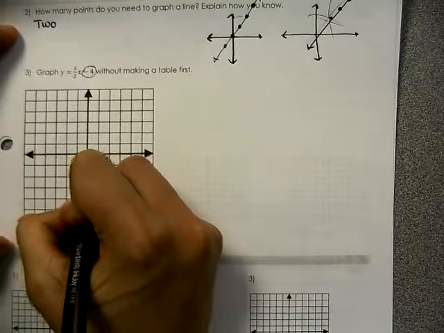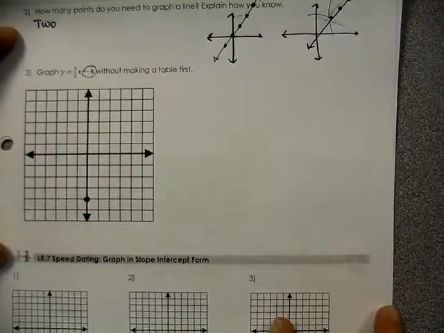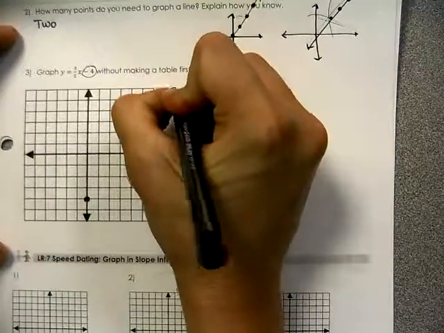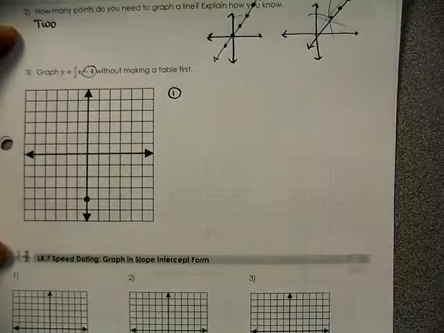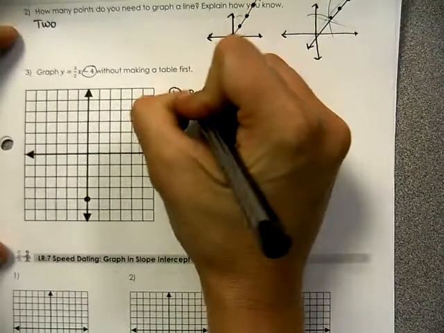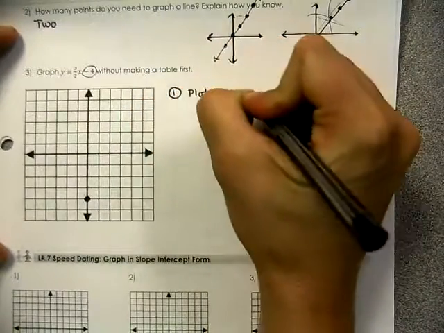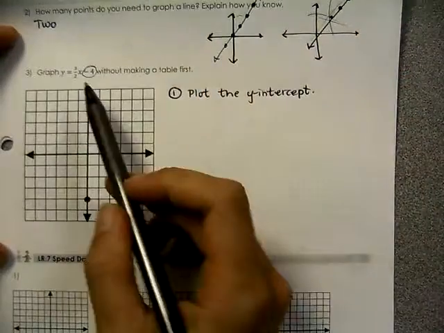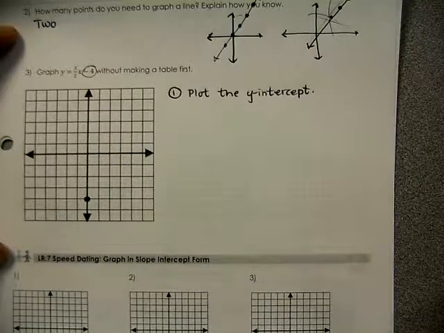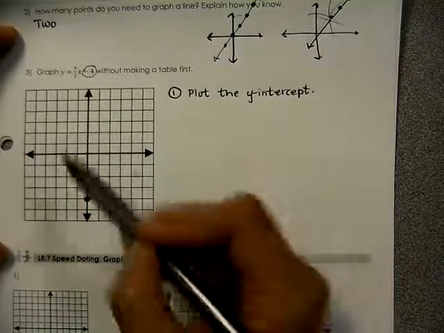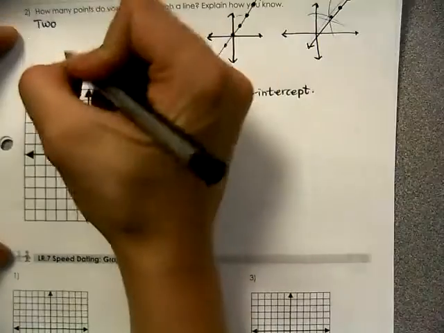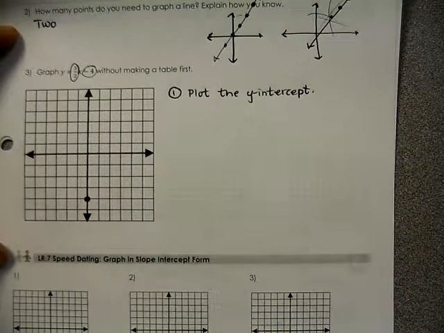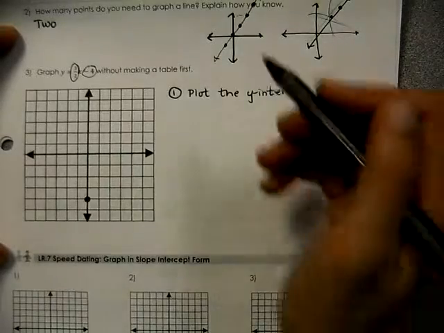So the first point that I know I will have is a y-intercept of (0, -4). So my first step, if I'm going to graph that without making a table, is to plot the y-intercept, because that is a point I can identify right away in that equation. But then I need another point in order to be able to plot the rest of them. So I look at this and I see that this equation has 3 over 2 as a coefficient of x, which means 3 over 2 is my slope.